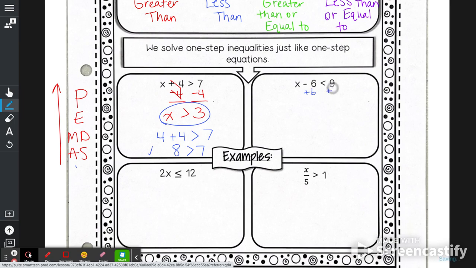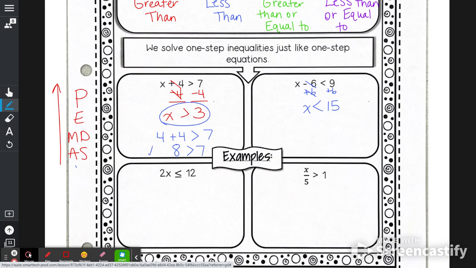So we're going to add 6. My negative 6 and my positive 6 cancel. I am left with my x falling down, and my inequality sign falls straight down. And what is 9 plus 6? 15. So now I have x is any number less than 15.